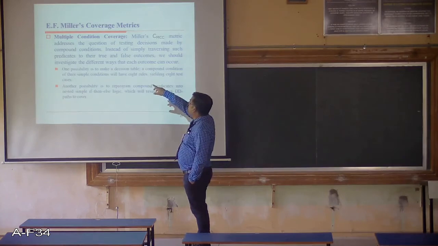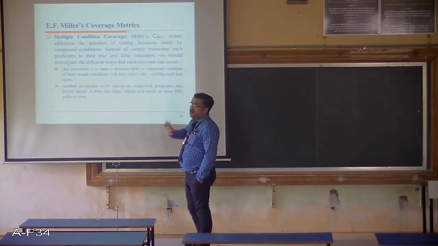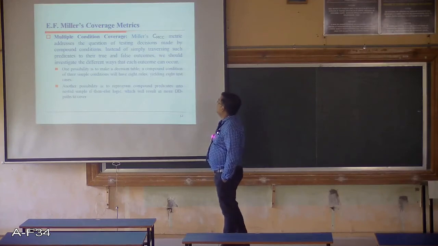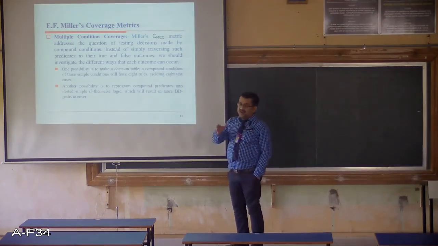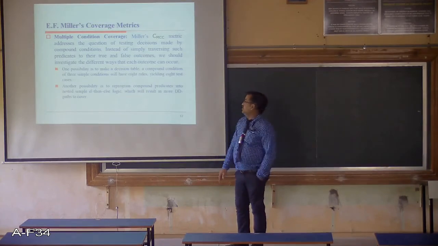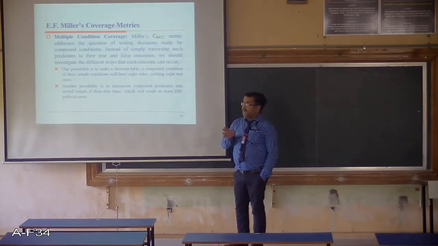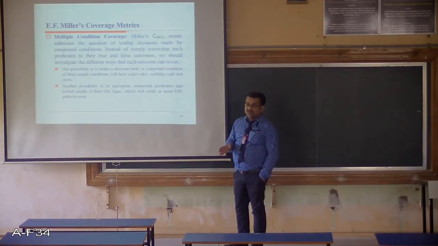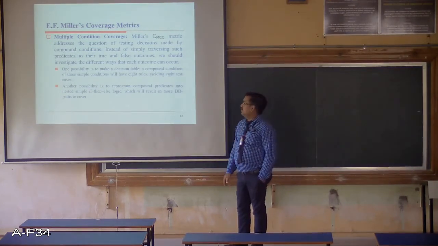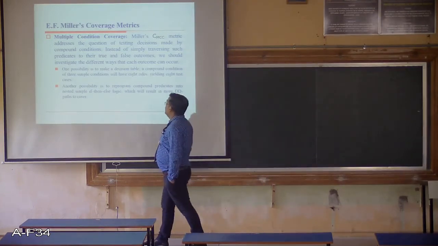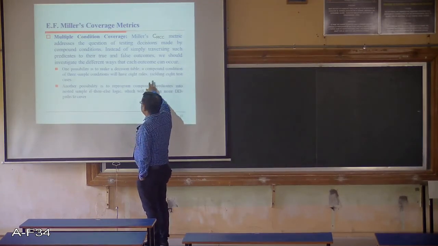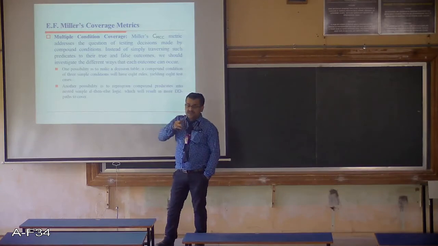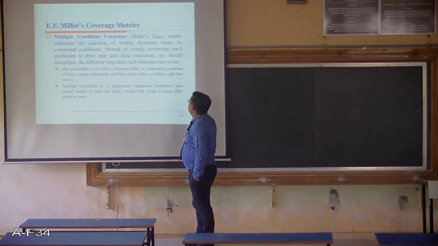This matrix addresses the question of testing the decisions made by compound conditions. Instead of simply traversing such predicates as only true or false for the entire compound condition, we should investigate the different ways that each outcome can occur. We can have all the possible different ways the outcome can occur, and we should check every outcome there. One possibility is to make a decision table. For a compound condition of three simple conditions, we have 8 rules, since 2 to the power 3 is 8, yielding 8 test cases.